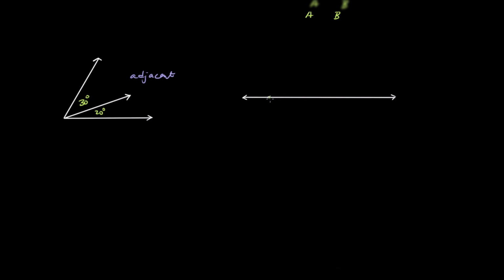And on this line I have some points. Let's call this point E, this point F, and this G, and I have a point over here, and let's call that point R. Now I say over here that points E, F, and G are collinear, C-O-L-L-I-N-E-A-R, collinear. This term means that they are on the same line. So points E, F, and G are collinear.